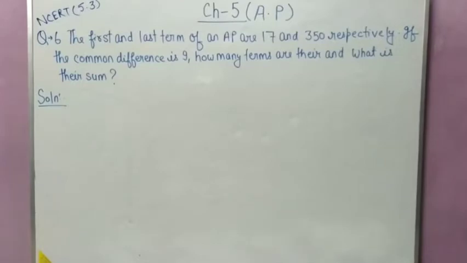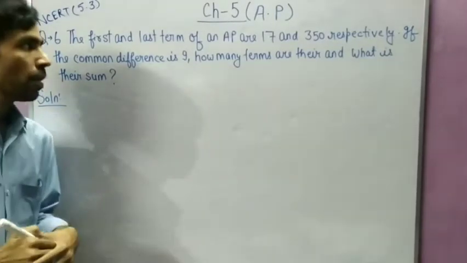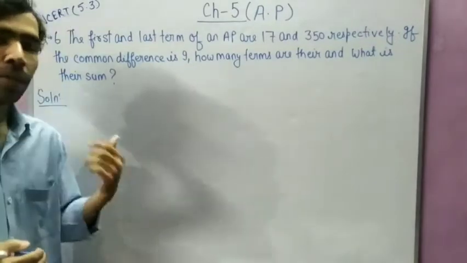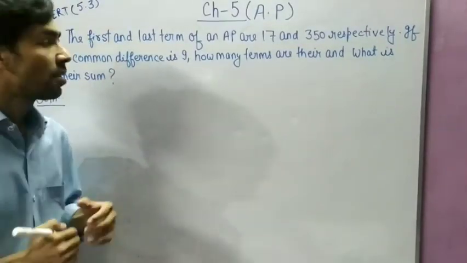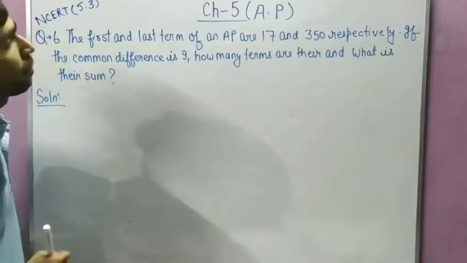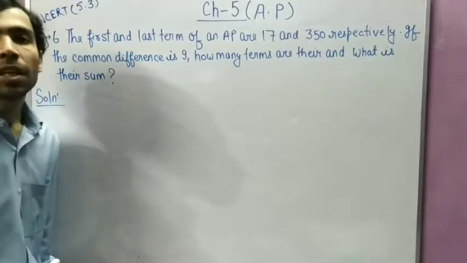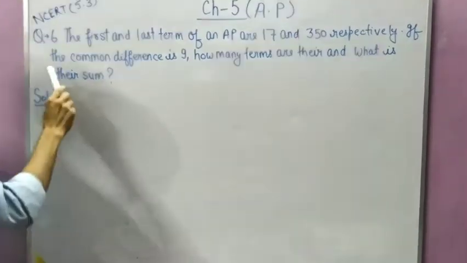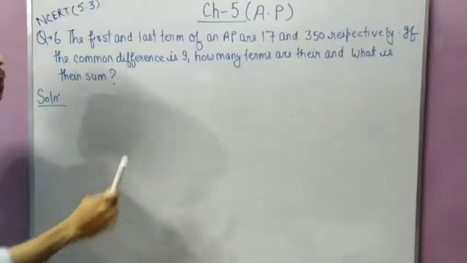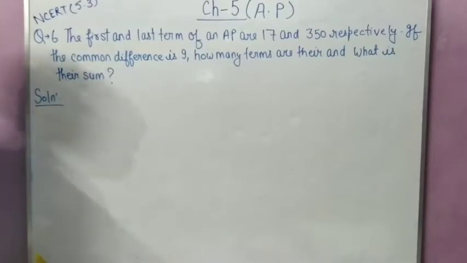So student, our next question is also from exercise 5.3. It is also the same type of question as the previous question. So let's read the question. The first and last term of an AP are 17 and 350 respectively. Okay. If the common difference is 9, how many terms are there and what is their sum?